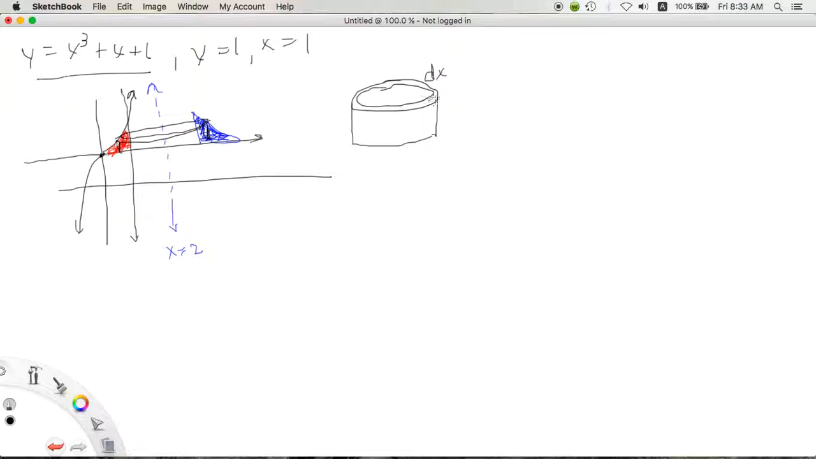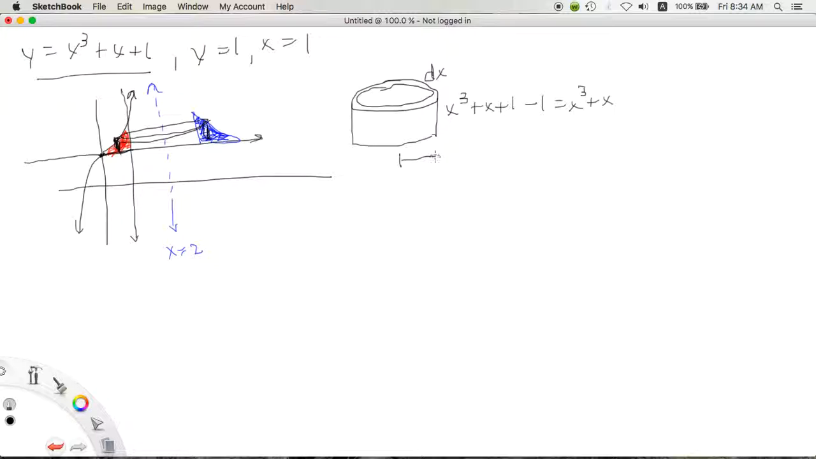So now we have to look at our height. Our height is going to be from the top to the bottom. Remember, you always look at the original area to measure off your heights and your radii. So we are going from the top to the bottom. Our top is the function, and then the bottom part is this line y equals 1. So we just have x cubed plus x as our height.